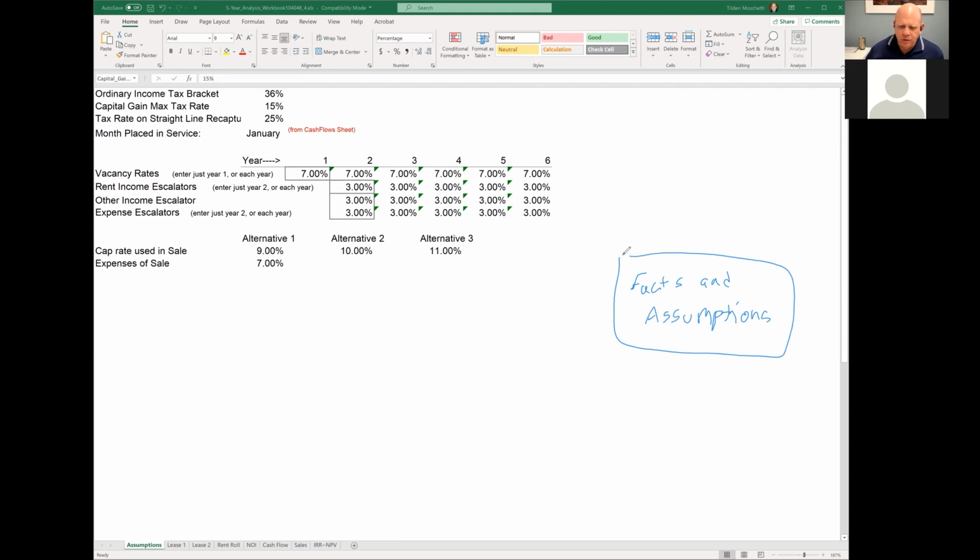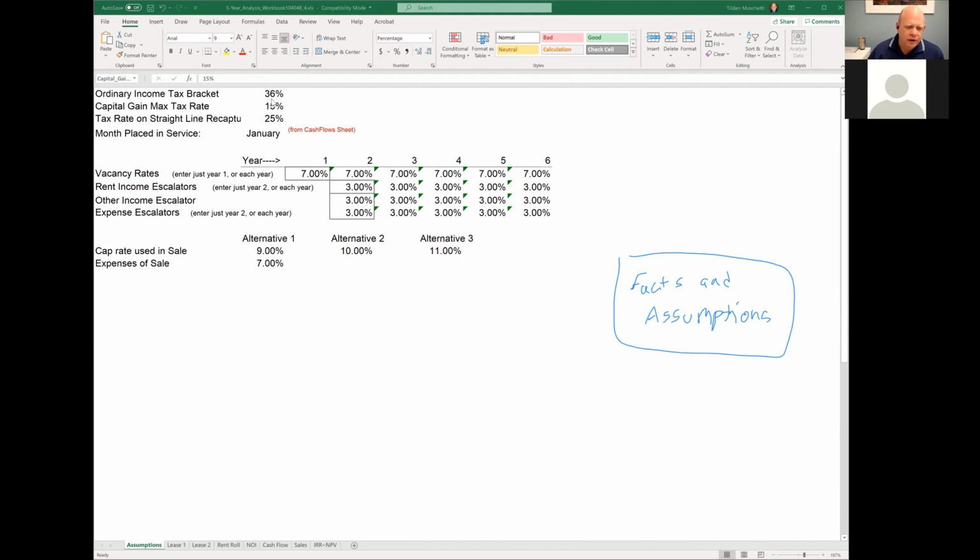So these are the assumptions that are taking place within their 5-year analysis workbook. The facts are actually more built on the NOI page than anywhere else, but I think it makes a little more sense to separate them out. So you'll see when we look at the 4-step tool that we use, the spreadsheet, it actually breaks it apart into all the different parts, just to make it a little more clear. And so here's our assumptions.